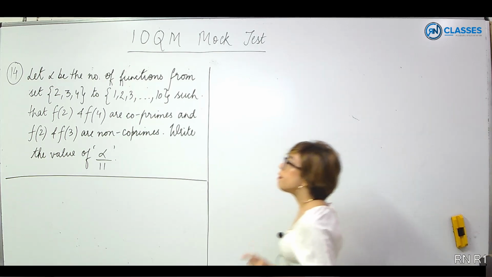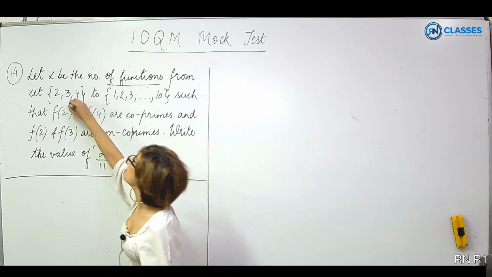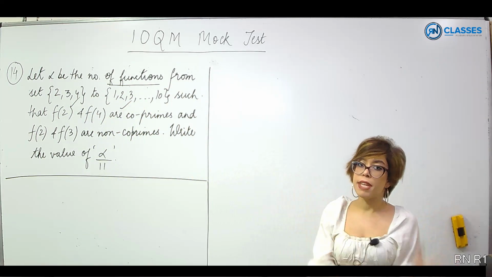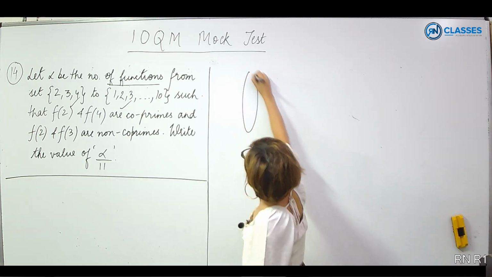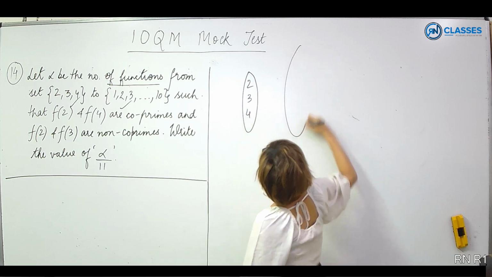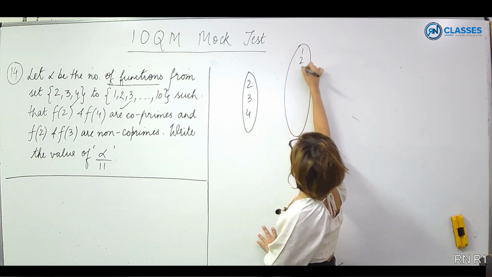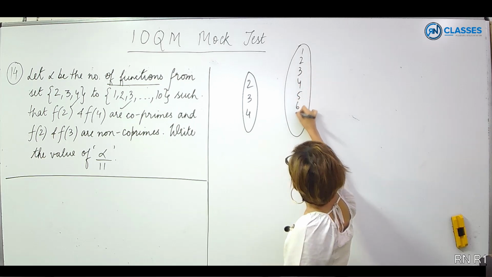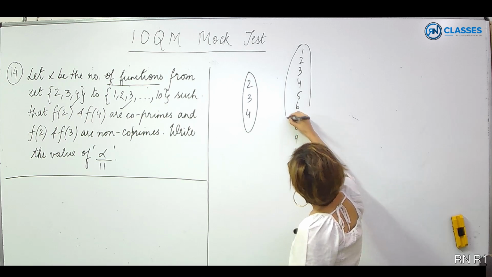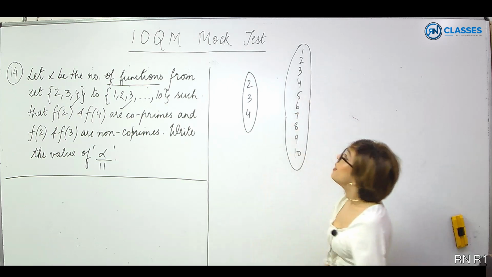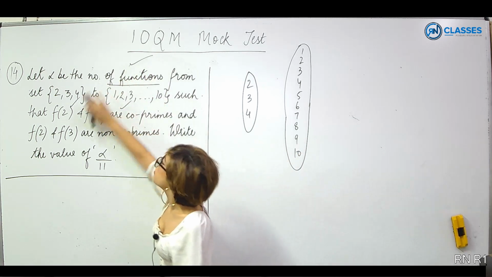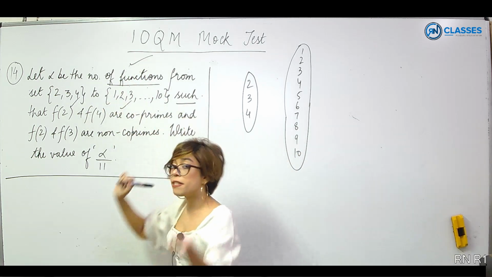Now he says let alpha be the number of functions from this set to this set. Right? So if I want to visualize the function, maybe I can have the arrow diagram. I have just 3 elements here, 2, 3, 4, and then I have lots of elements here, 1, 2, 3, 4, 5, 6, 7, 8, 9, 10. Alright, good. Now he says I need to find the number of functions from this set to this set such that there is a condition.